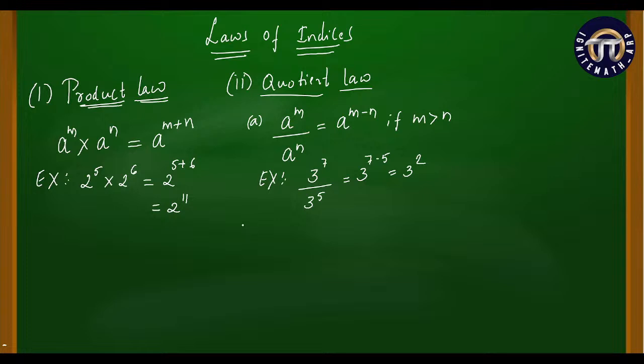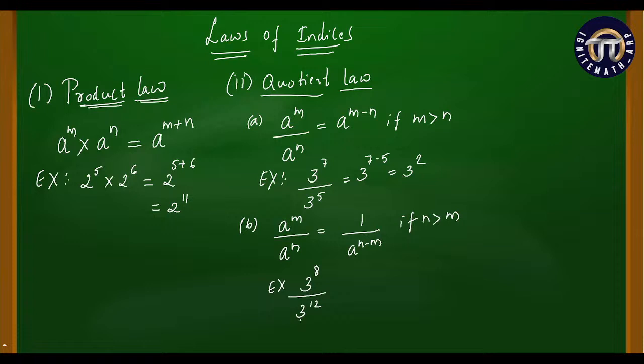Clear, children? Okay, so here is another part of the quotient law. I can write a to the power of m by a to the power of n as a to the power of n minus m if n is greater than m. See here, if n is greater than m, it means the power of the numerator is lesser than the power of the denominator. I'll give you an example over here. Say for example 3 to the power of 8 by 3 to the power of 12.